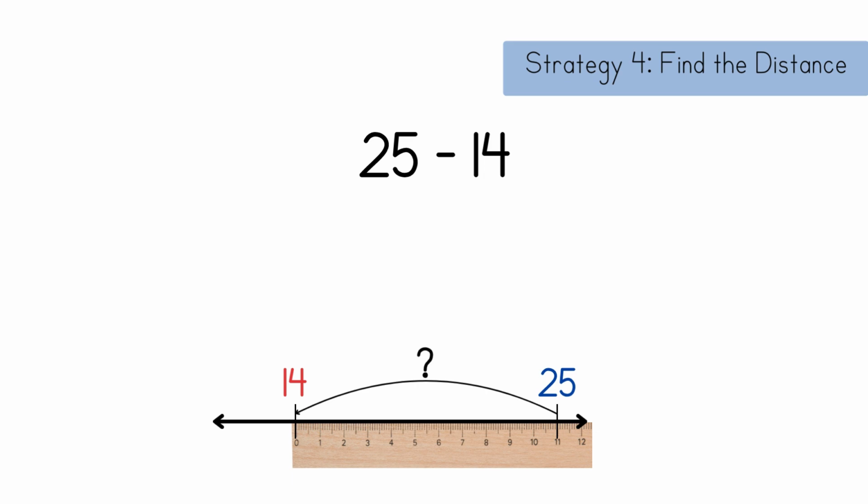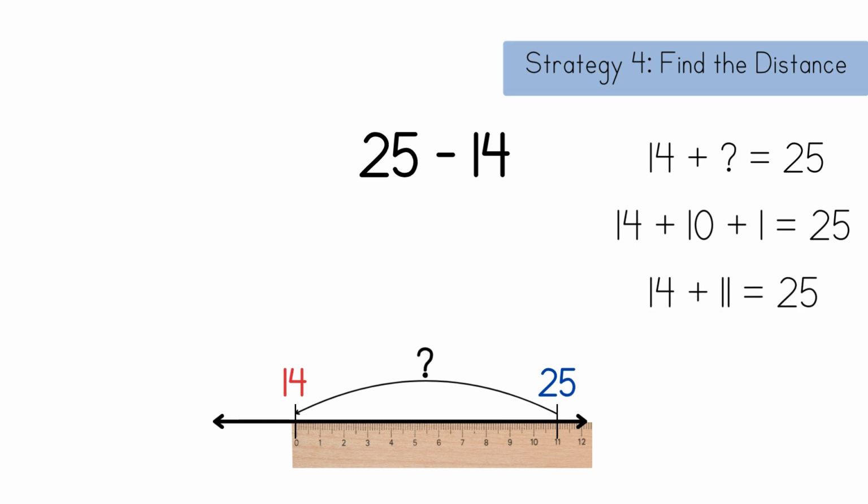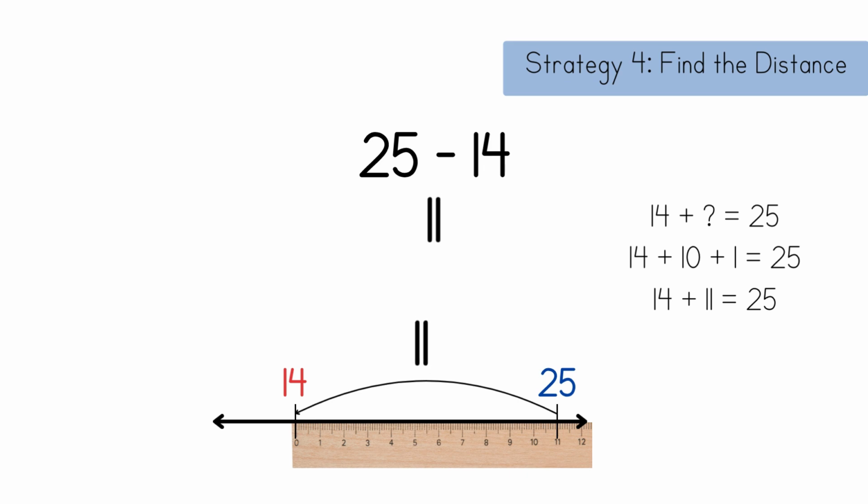Here we are, 25 minus 14. I gave you a chance to think about it. 14 plus what equals 25? Well, 14 plus 10 is 24, plus another one is 25. Therefore, 14 plus 11 equals 25. Therefore, the distance between 14 and 25 is 11, which means 25 minus 14 is 11.